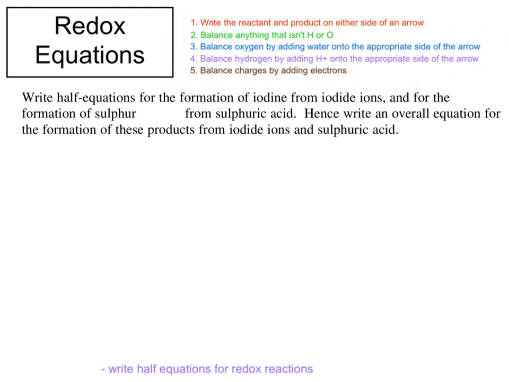So the first step is to write the reactant and product on either side of an arrow. We've got 2 half equations here, one for the formation of iodine from iodides and one for the formation of sulfur from sulfuric acid. The fact it said formation of iodine means that's going to be on the right-hand side of my arrow. So iodine is I2, and it's going to be made from iodide ions, so that's I minus, and the other one is formation of sulfur from sulfuric acid. So the first thing is to make sure that your reactants and products are on the correct sides of the arrows, either left or right, depending on whether they're reactants or products.